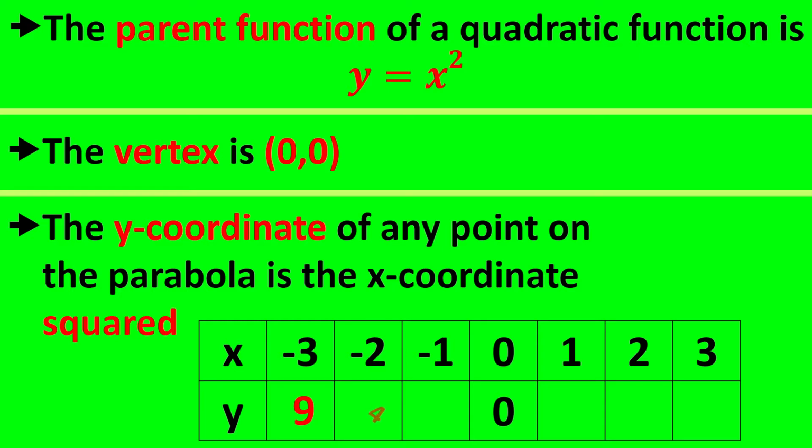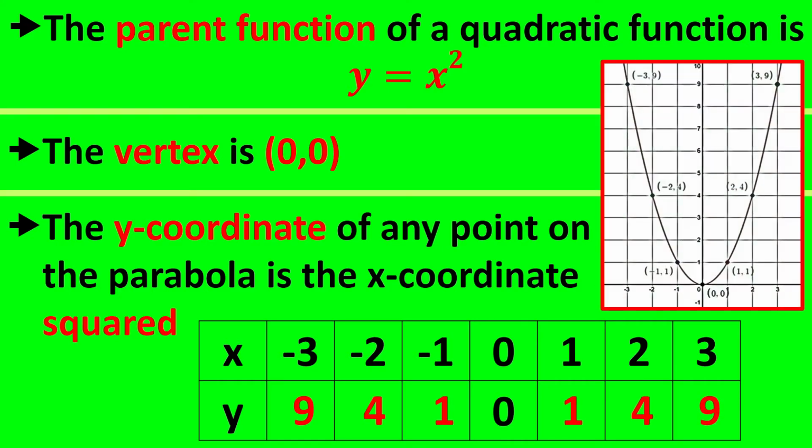If your x coordinate is -2, your y coordinate is 4. If your x coordinate is -1, your y coordinate is 1. When your x coordinate is 1, your y coordinate is 1. When your x coordinate is 2, your y coordinate is 4. And when your x coordinate is 3, your y coordinate is 9. And there's a graph of the parent function with those points plotted on the graph.